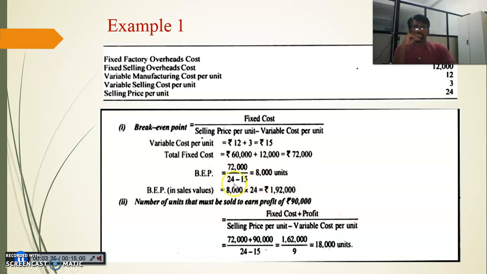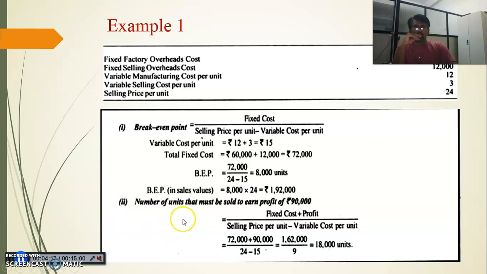And at that point, the sales value which the company gets is 8,000 units multiplied by the selling price per unit of 24 rupees. So it will be rupees 1,92,000. So when the company generates this much revenue, 1,92,000, after providing this much cost on the 8,000 components, at that juncture the company will be in no loss, no profit.